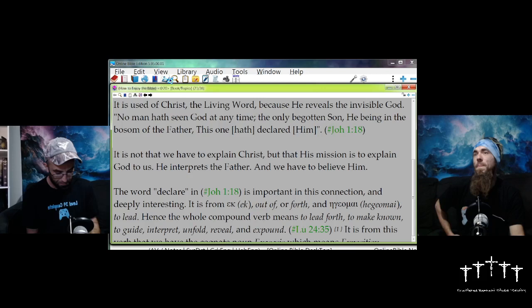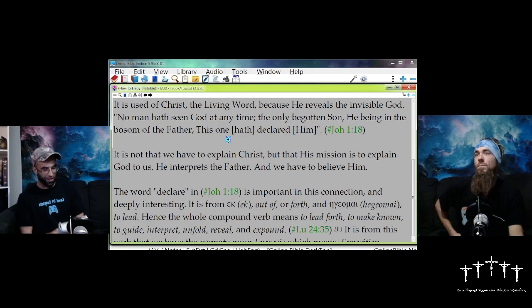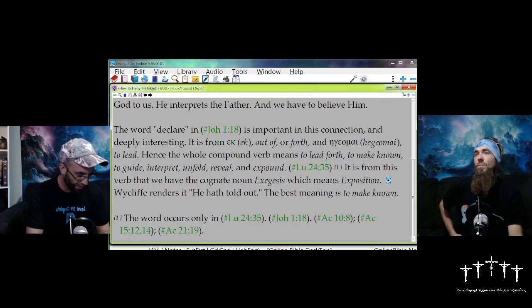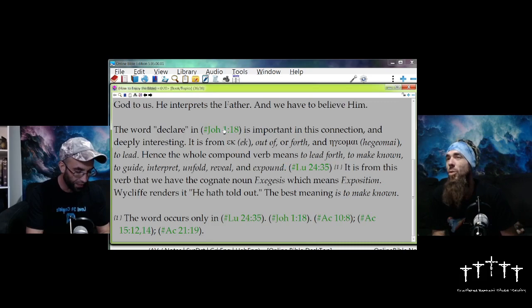No man hath seen God at any time, save the only begotten Son, He being in the bosom of the Father. This one hath declared Him. This one, Jesus Christ, hath declared God. John 1:18. It is not that we have to explain Christ, but that His mission is to explain God to us. He interprets the Father, and we have to believe Him. The word declare in John 1:18 is important in this connection and deeply interesting. You might want to open it up here in the Greek, Jay. In John 1:18? Yeah.